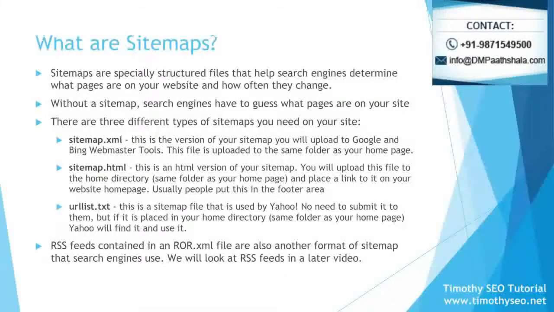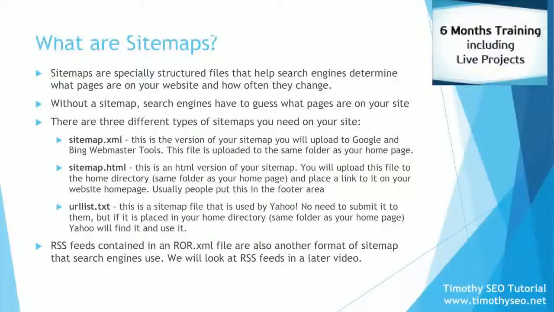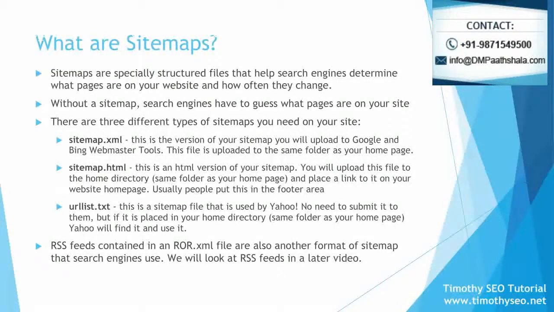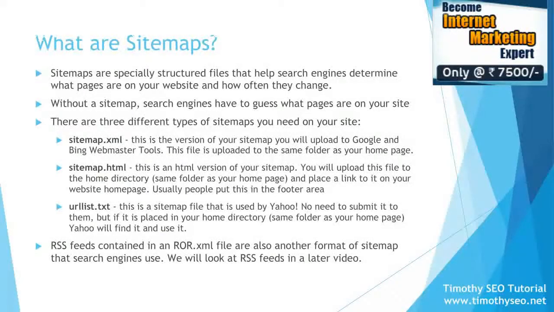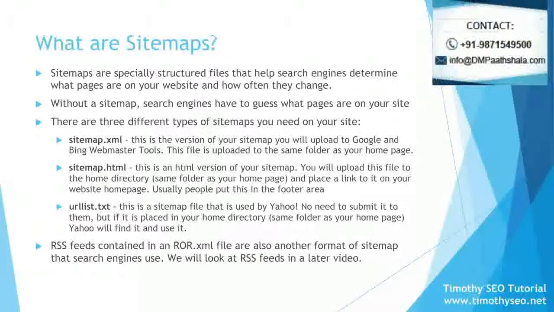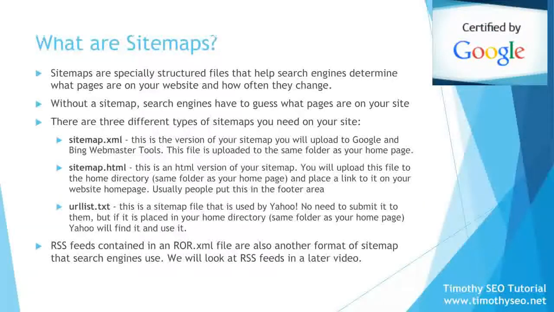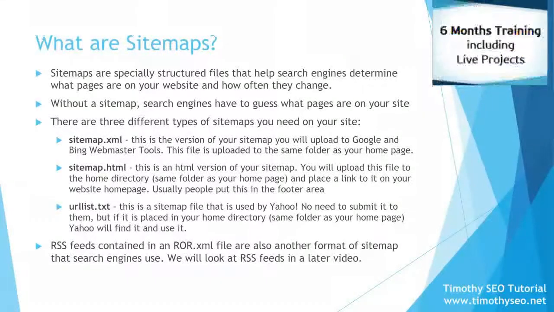A fourth type of sitemap file that you can create is called ROR.xml. And sometimes people call this file an RSS feed. Its purpose is not only to be used by search engines, but also to be used by people who have an RSS feed reader and like to read websites using that. But again, search engines do use RSS feeds if they find them in the ROR.xml format. And we're going to talk about that in another video because that's sort of a separate topic.